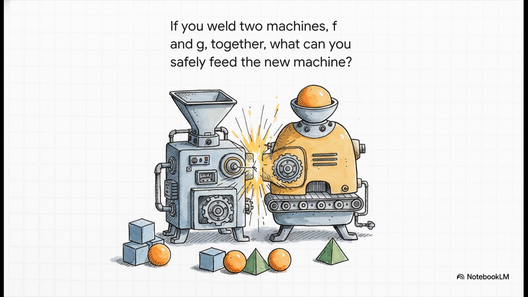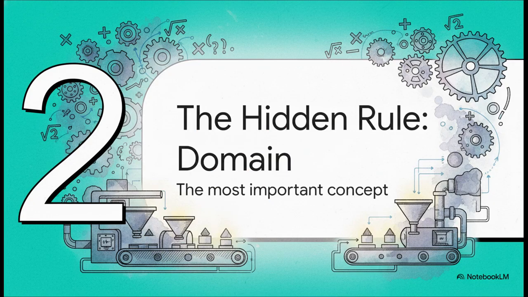Okay, here's a really great way to think about this. Picture function f as a machine, and it only accepts certain things. That's its domain. Now, function g is another machine, and it has its own set of rules. So what happens if you weld them together? What can you safely feed this new combo machine? Well, only the stuff that both of the original machines could handle, right?